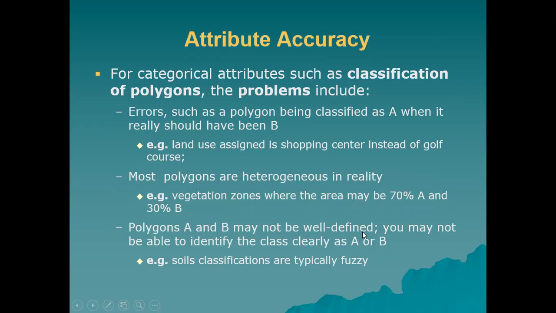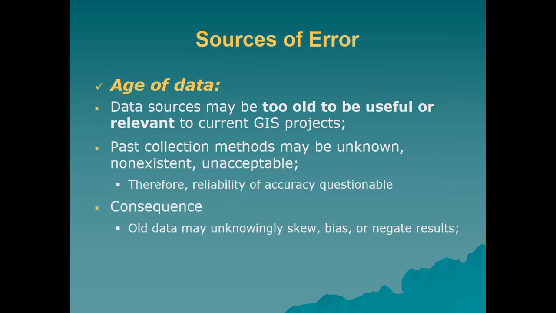Also remember, polygons A and B, those are two separate polygons. They may not be well defined, and you may not be able to identify the class clearly as A or B. So, for example, we were talking about soils and soil classification, that transition from one soil type to another. It's very difficult to classify, particularly if you're using a vector format. So it would be more suitable to use raster classifications if you want to include that level of detail from one soil type to another.